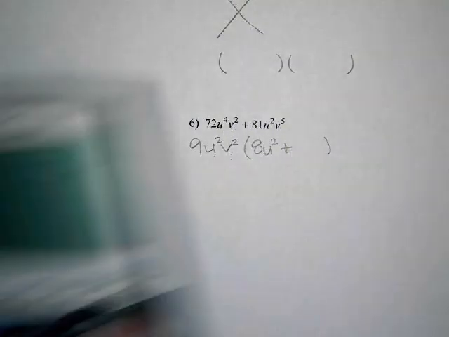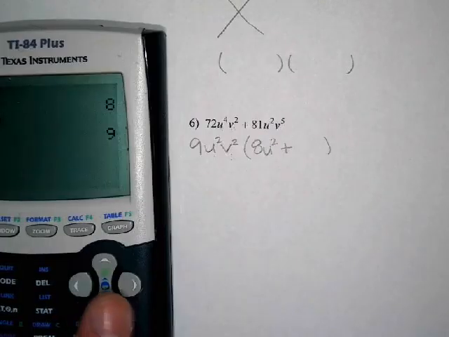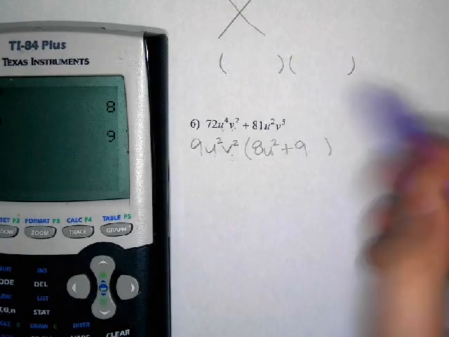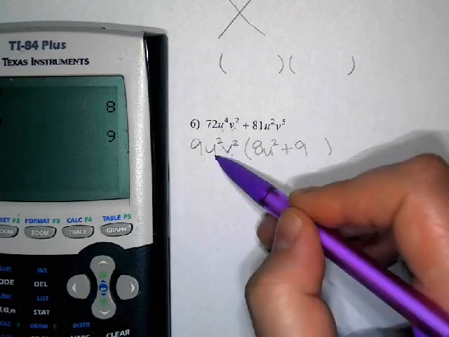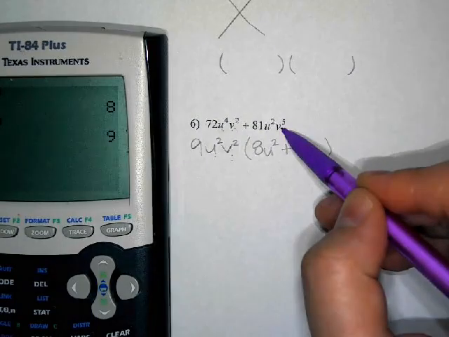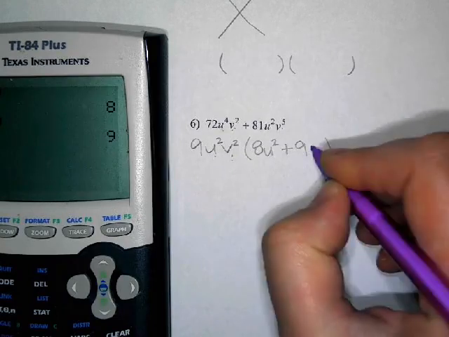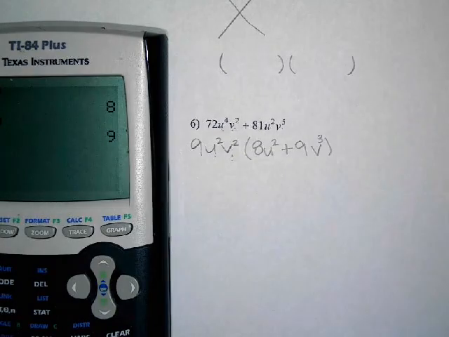Next piece. 81 divided by 9 is 9. Okay. We had 2 u's. We took out 2 of them. None are left over. We had 5 v's. We took out 2 of them. 3 are left over. We are done.